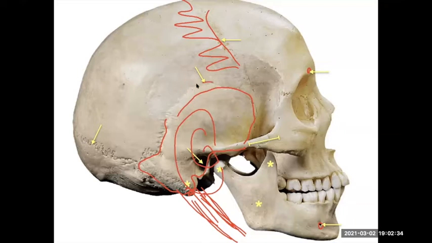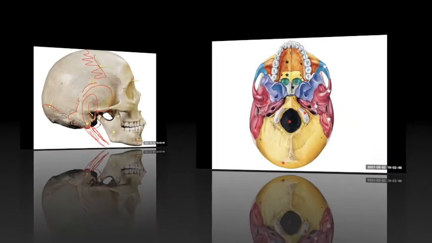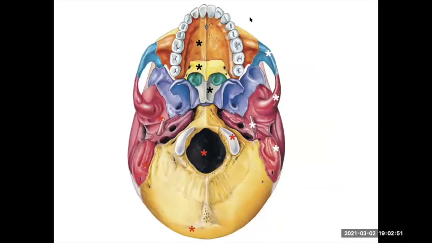This suture right over here is called the squamous suture. This is called the lambdoid suture back over here. All right, so that's the side view. Now we're going to flip the skull and look from an inferior view, like looking up at it. So we're looking up at the skull, or we've turned it over and we're looking down on it, however you want to think of it.